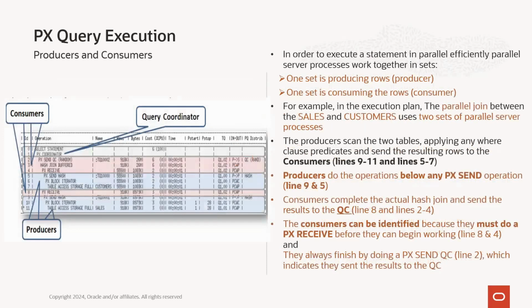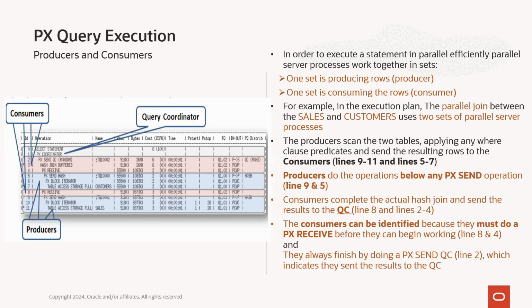So these are the producers and consumers. In order to execute a statement in parallel efficiently, the server processes work together in sets. One set is producing the rows, which we have seen in the earlier slides, and is called a producer, and the set consuming the rows is called a consumer. So in the execution plan, the parallel join between sales and customer, these two tables, uses two sets of parallel processes. The producers scan the two tables, applying any where clause predicates, and send the resulting rows to the consumers.